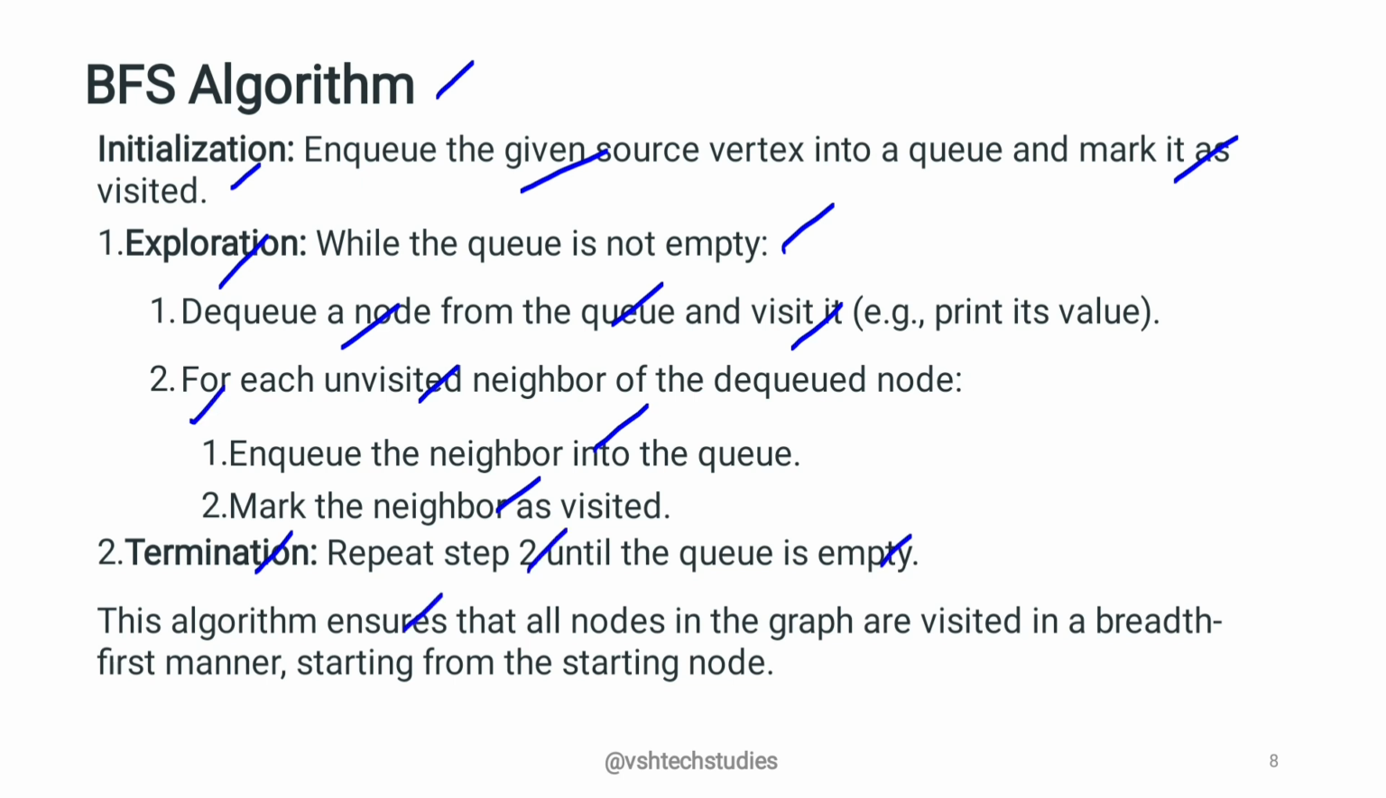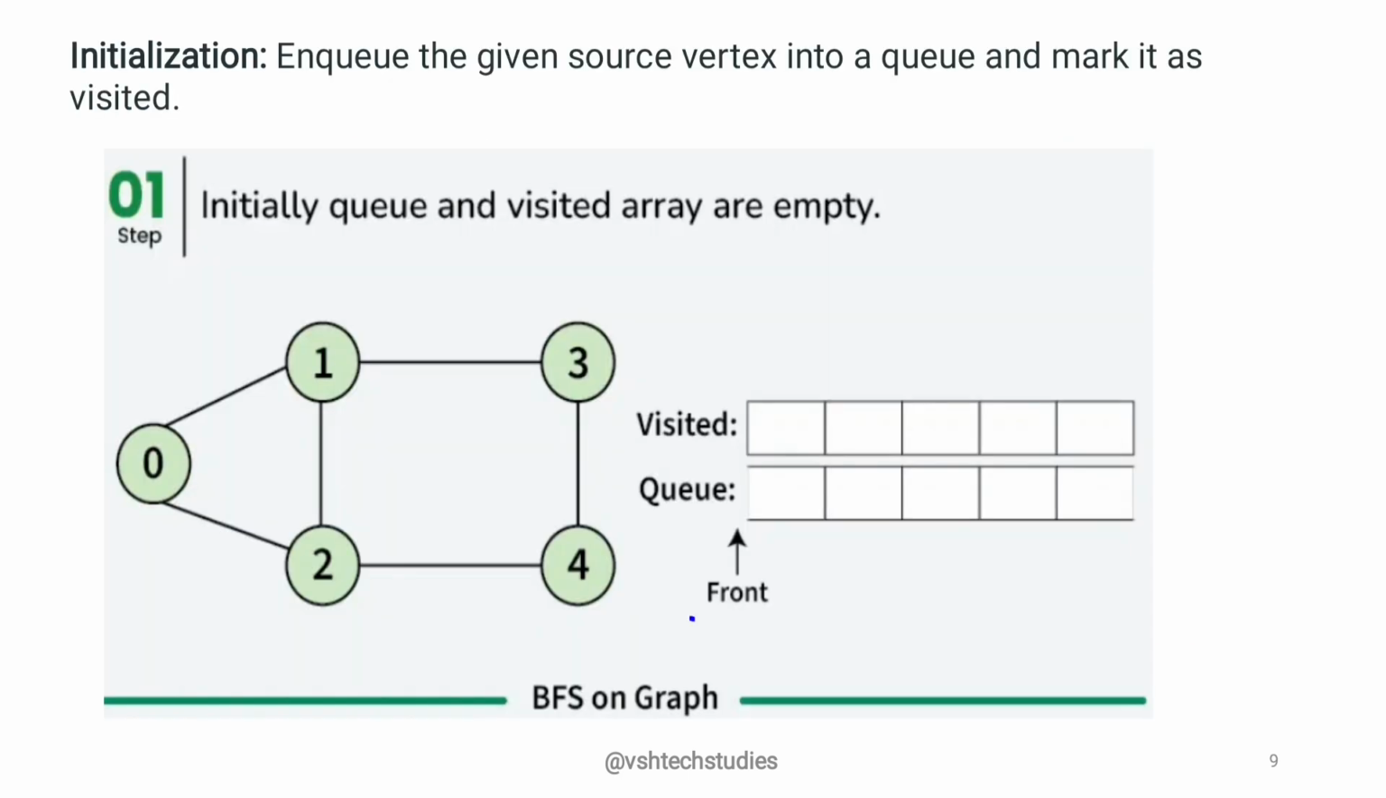So this algorithm ensures that all the nodes in the graph are visited in breadth first manner starting from the starting node. These are the steps in the BFS algorithm. We can understand these when we solve one problem. So let us solve this problem. For this given graph, we have to apply the BFS algorithm and find the order in which the vertices are visited. The first step is initialization.